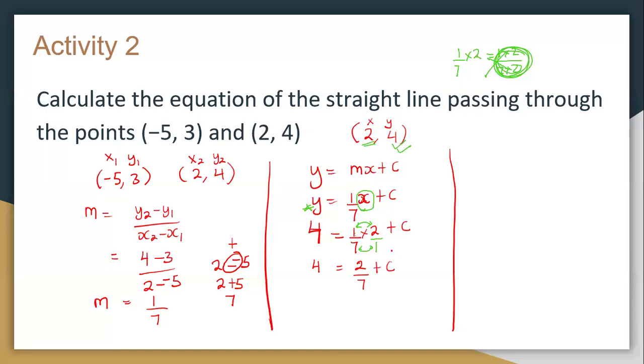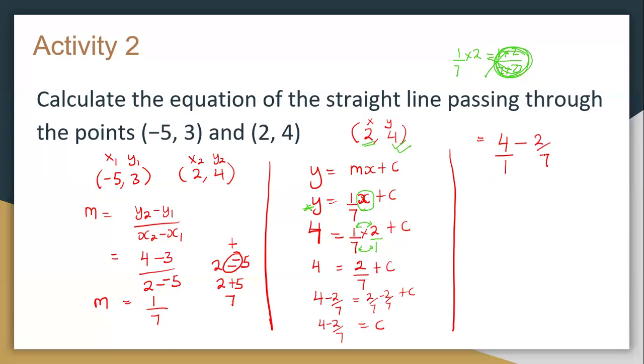Now the next thing is you can collect like terms. You can move the whole of your fraction together and say 4 minus 2 out of 7 is equal to 2 out of 7 minus 2 out of 7 plus c. Therefore, 4 minus 2 out of 7 is equal to c. Now, in case you are finding challenges with subtraction of fractions, we can first deal with it the way it is. You know that there is a 1 here.